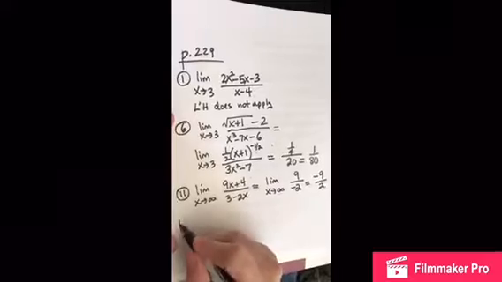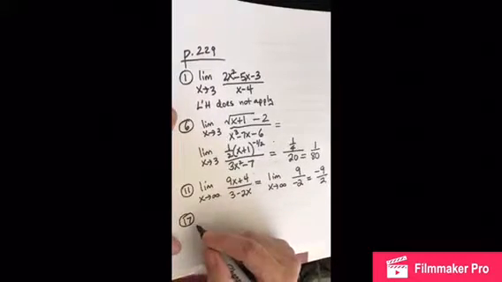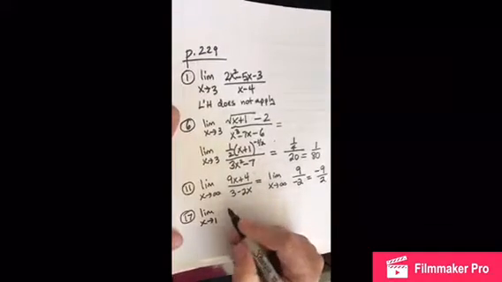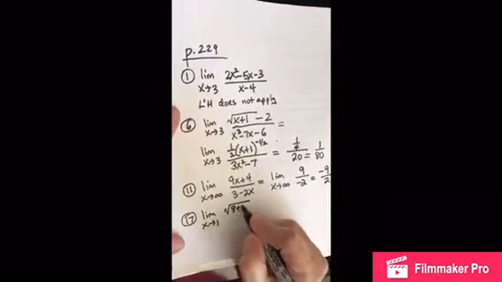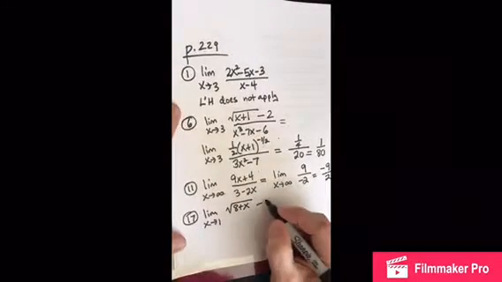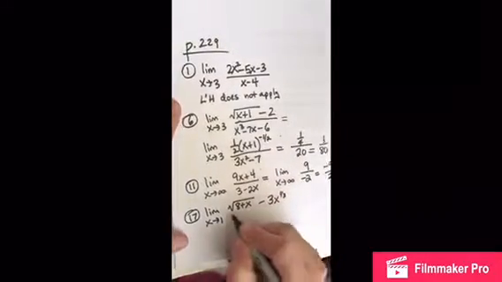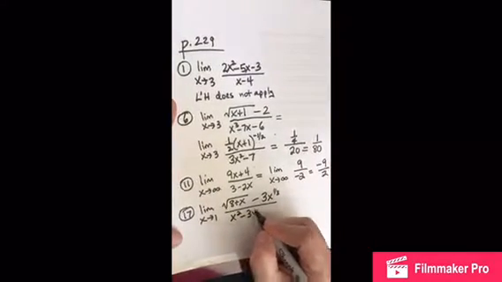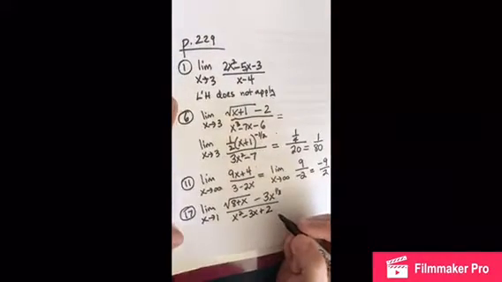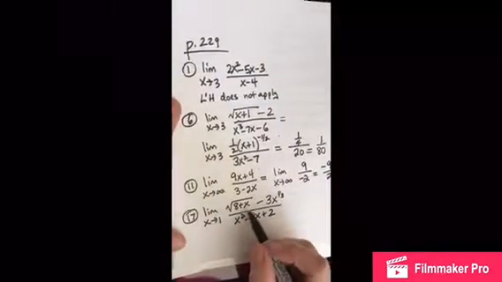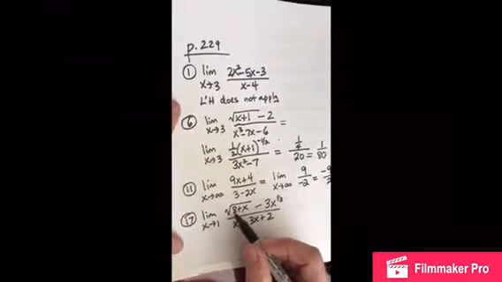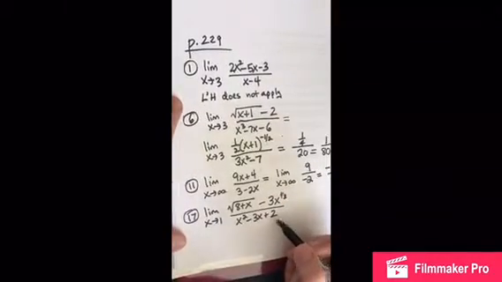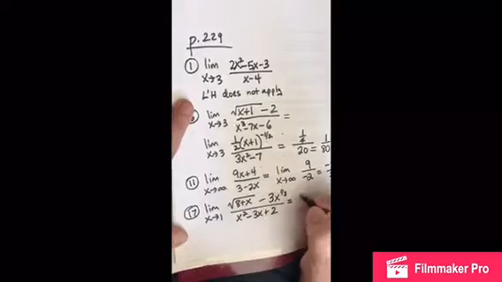Moving right along, number 17 is the limit as x approaches 1 of the square root of 8 plus x minus 3x to the 1/3 over x squared minus 3x plus 2. I believe that's a square. Yeah. So if we put a 1 in there, we are going to get 3 minus 3. And we put a 1 in the denominator, we get 0 also. So we would use L'Hopital's.